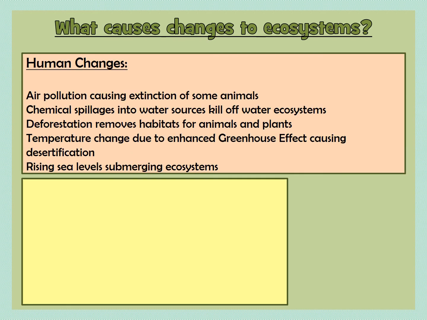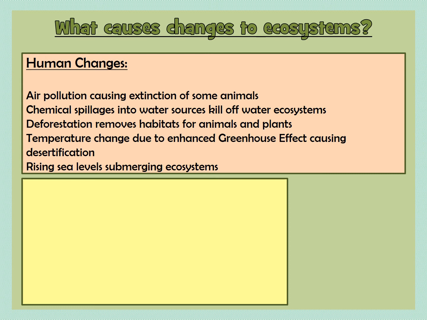Okay, so human changes then. This is just a few of the examples. There are hundreds or thousands that we could probably come up with if we had time, but here are just a few. So things like air pollution causing the extinction of some animals who can't cope with the pollution that's in the air now. Chemical spillages into water sources, so pollution from factories or from hotels, getting into places like the Great Barrier Reef. Deforestation is one you're probably really familiar with seeing in the news.